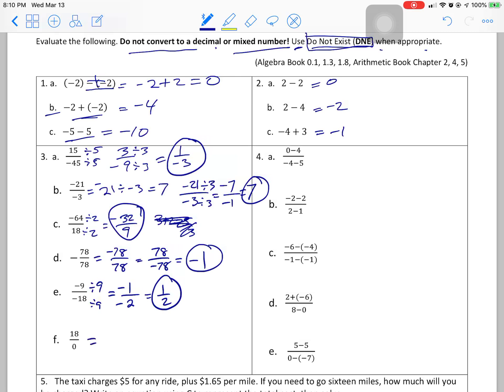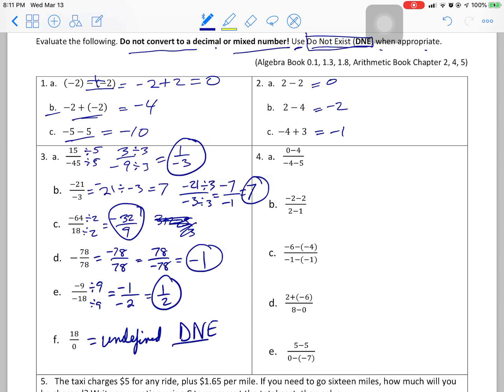All right, then 18 over 0 is not 0. We don't have 18 of nothing. So one word we can use is undefined. The word that Mom uses is DNE. Does not exist. Okay? It's not a 0.